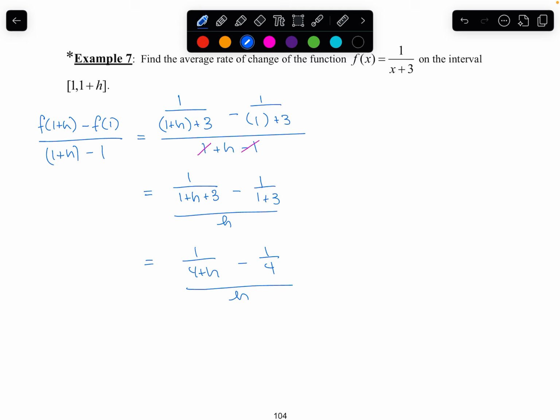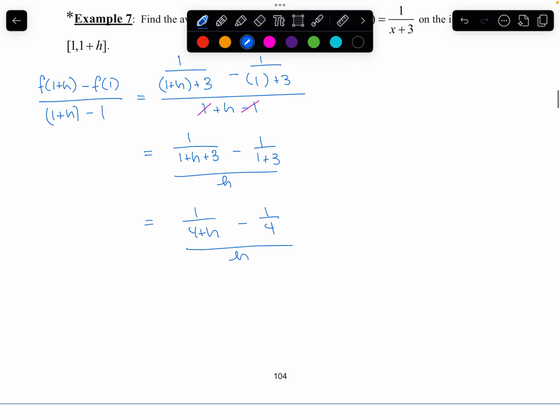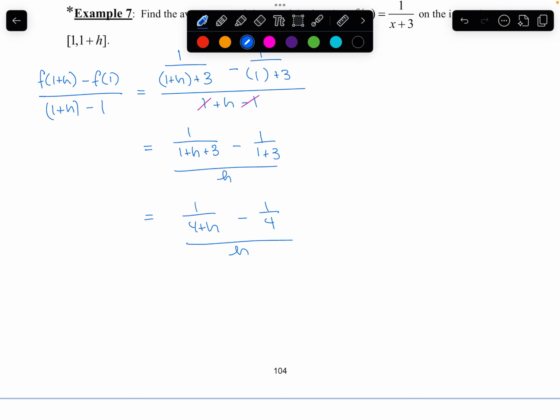Now, depending on how you want to do this, you can get a common denominator for all of this, or you can simply get a common denominator for just the top, combine those, and then do the reciprocal of the whole thing. So it's really up to you how you want to do it. I'm going to go ahead and get the common denominator just for the numerator. So that means that's going to be 4 times 4 plus h.